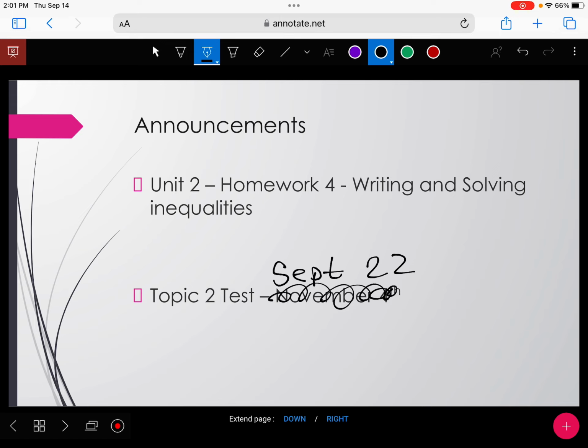All right? But that's it for today. You get the rest of the time to work on Unit 2 Homework 4 or Unit 2 Homework 3. Or Unit 2 Homework 2, or you catch the drill. Start working back through stuff if we're missing it.